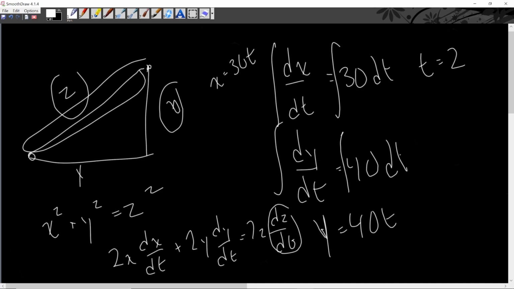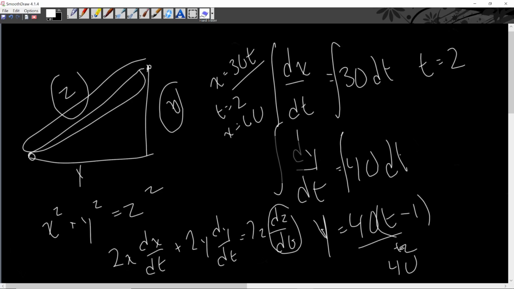We have x is equal to, what is x equal to? Well, we know that x is equal to 30t, right? So if t equals 2, x equals 60. They must have traveled 60 miles. And this started 1 hour later, 40t minus 1. So when we plug in 2, this is 40, right? So t equals 2, y equals 40.